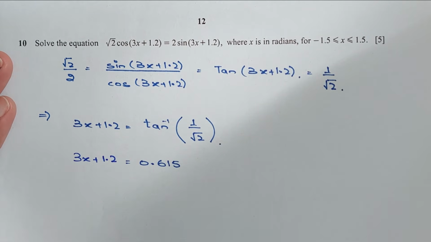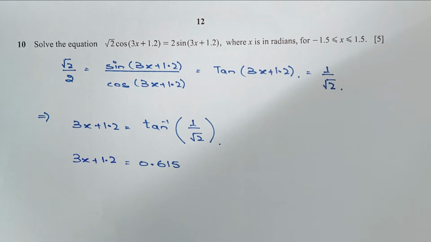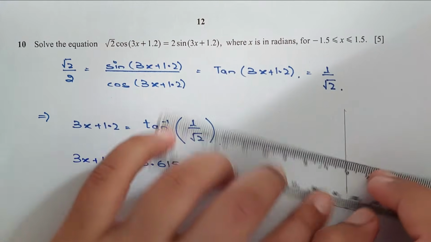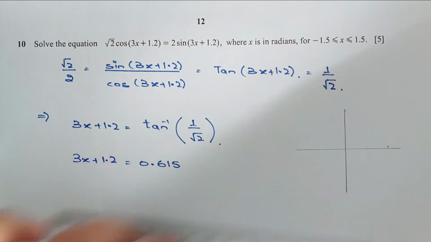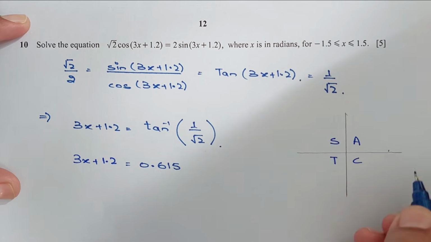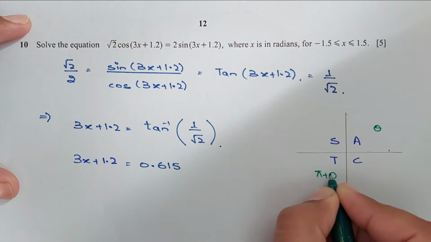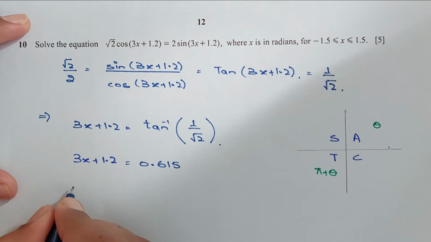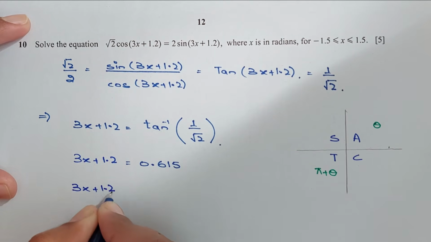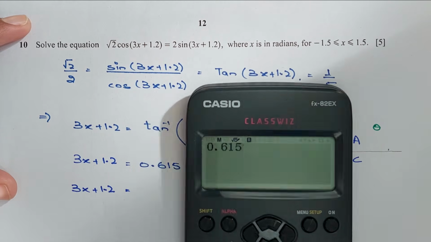Okay, now here the tangent is positive. Now we have to check in which quadrant tangent is positive. So if I use the CAST rule, drawing the coordinates, okay, we have C, A, S, T. So tangent is positive in the first and in the third quadrant. So in the first quadrant we have theta, and in the third quadrant we do pi plus theta, right? So for the third quadrant we have the value 3x plus 1.2 equals pi plus this value, right? So we can say 0.615 plus pi, that is 3.75.